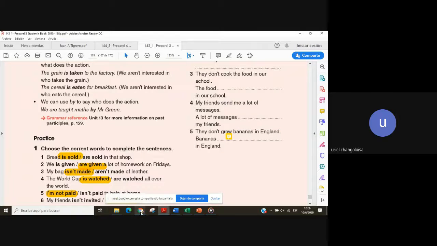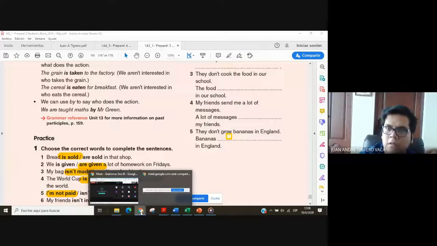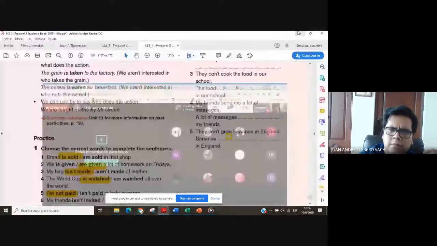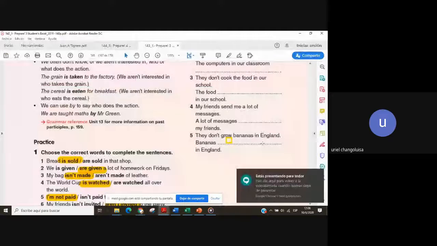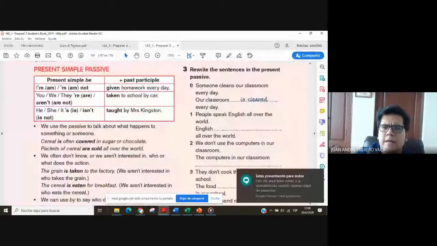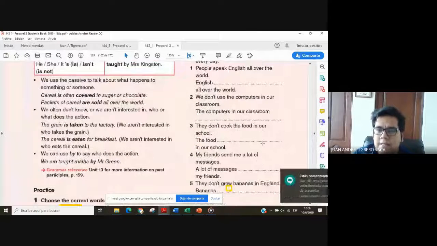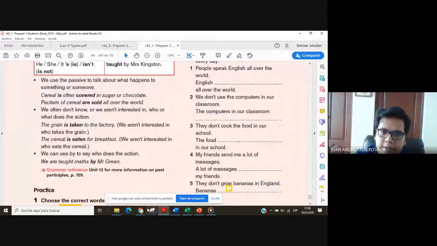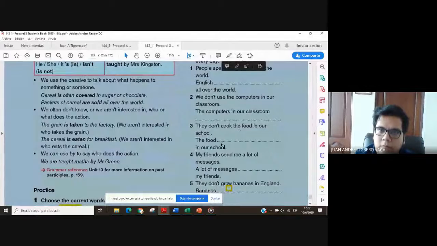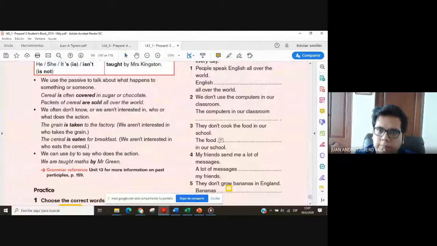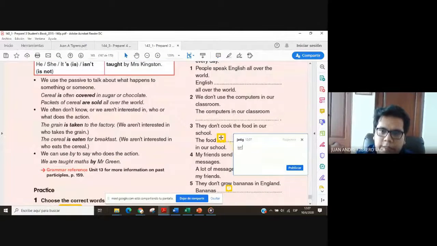Profe, una pregunta, ¿me puedes decir la 3, por favor? Claro, déjeme ver. ¿La 3 de cuál? Ajá, de la que estamos haciendo ahorita, profe. Sí, claro. Sería the food isn't cooked. Ed. Cooked. Déjame ponerte aquí como un comentario para que puedas ver. Entonces, isn't. Gracias, profe. Ahí está.